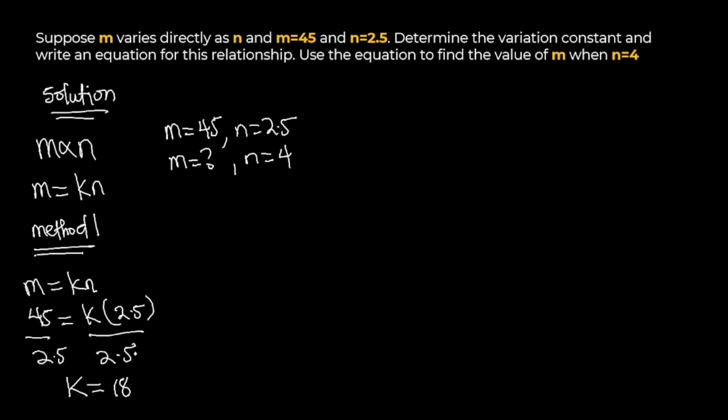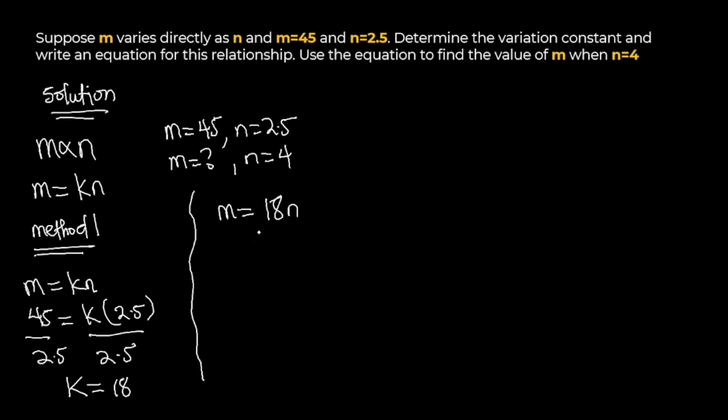Now that we have our constant of proportionality to be 18, we can go ahead and use this 18 to write a general equation for this relationship. That way, our equation now becomes m is equal to what? 18n. So this answers the first part of the question that says write an equation for the relationship. So this is the equation for the relationship.